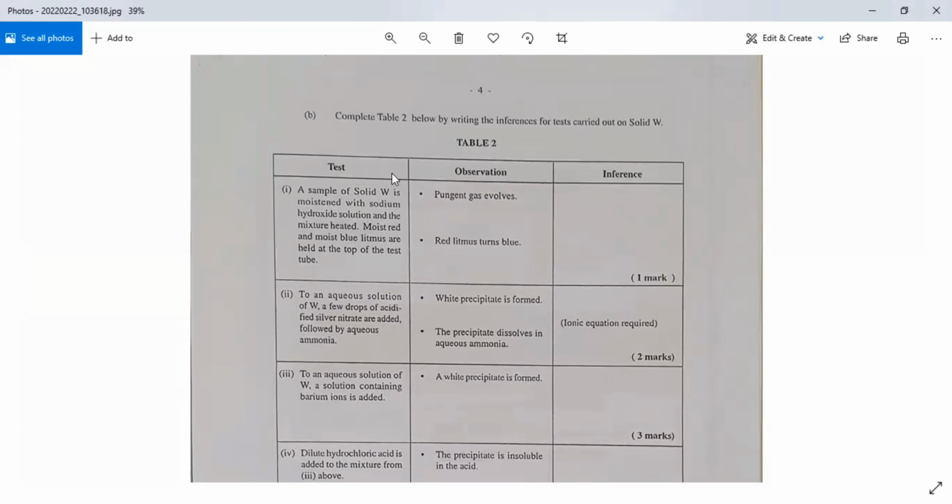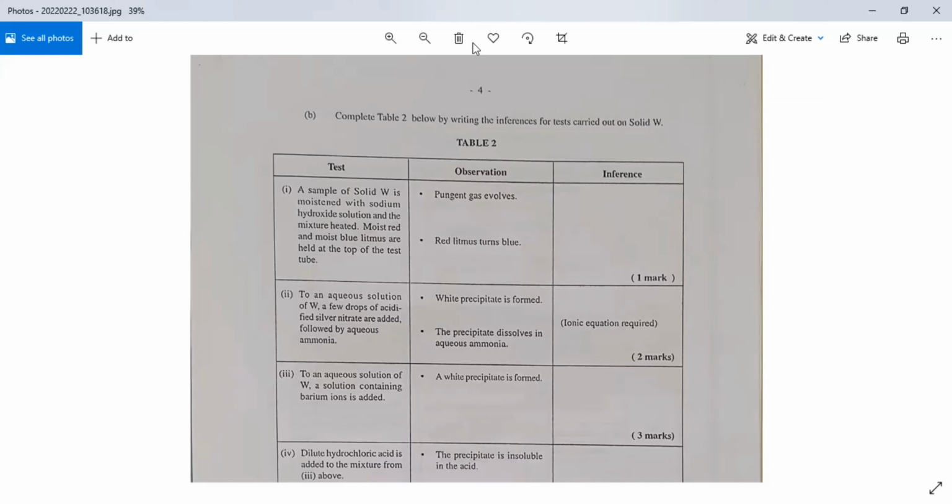So let's do this last one. A sample of solid Y is moistened with sodium hydroxide. Sodium hydroxide is used to test for cations. Moist red and moist blue litmus are held at the mouth of the tube, or the top of the test tube. A pungent gas evolves and it turns red litmus blue.